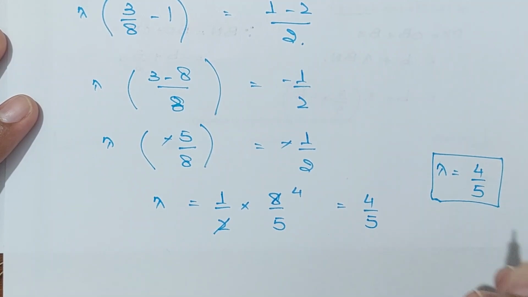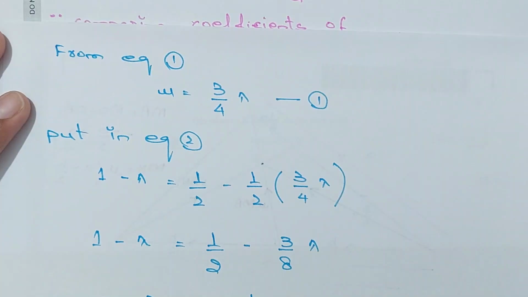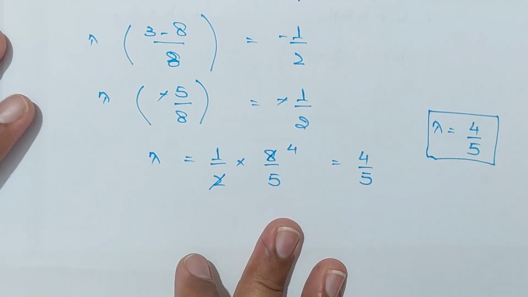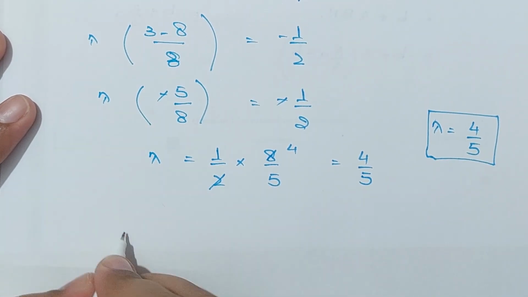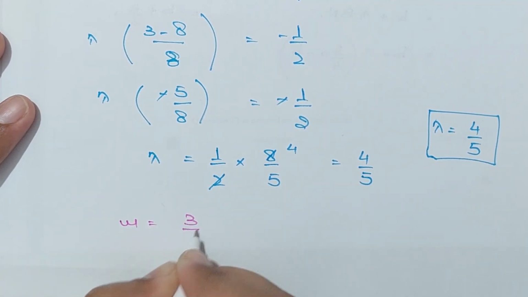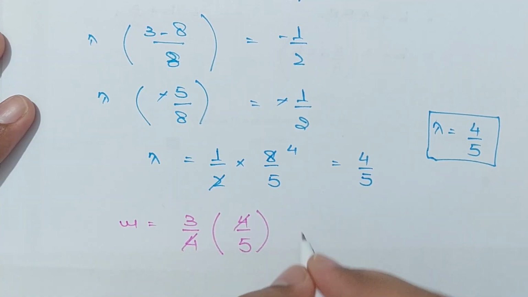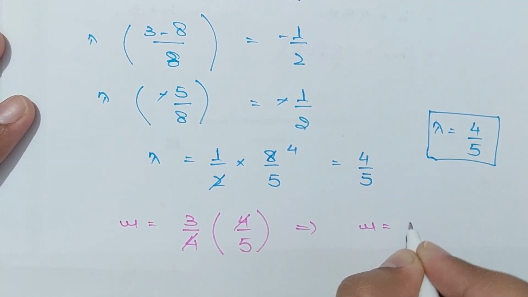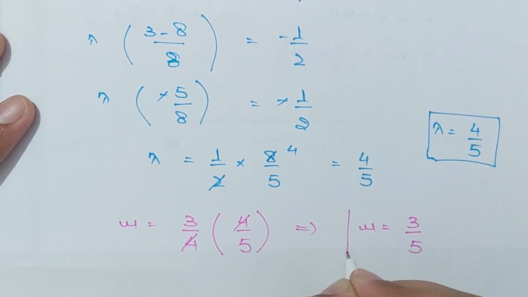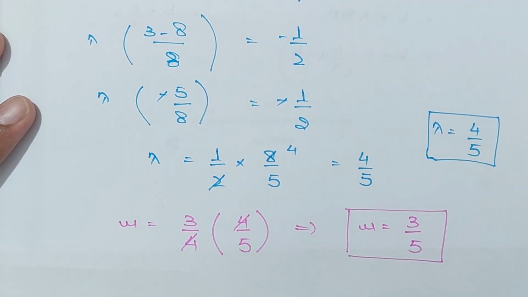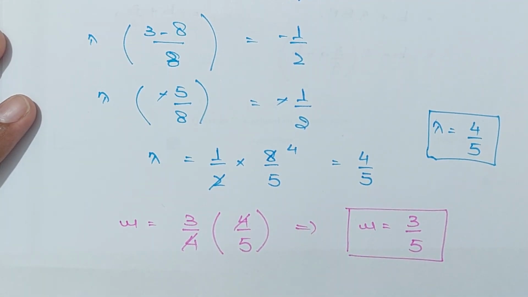Let me solve for the mu value. Plug that lambda into this equation to get the mu value. So from here we can say mu would be equal to 3 over 4 lambda, which is 4 by 5. 4 is cancelled with 4. From here mu is 3 out of 5. Lambda is 4 by 5 and mu is 3 by 5.